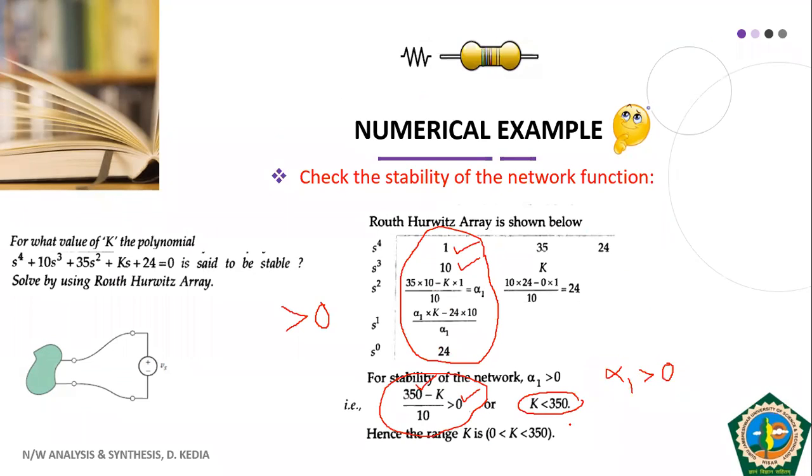Okay, so that way we have obtained the value of k that will basically give us the stability. So k has to be in between 0 to 350. I hope this numerical is clear to everyone. Very simple. Fine. So now let us see one more example, and it has some different flavor. Let us see that.